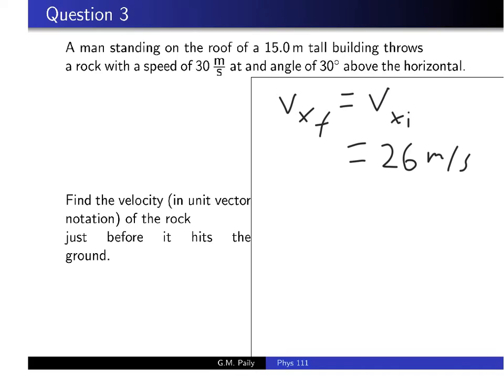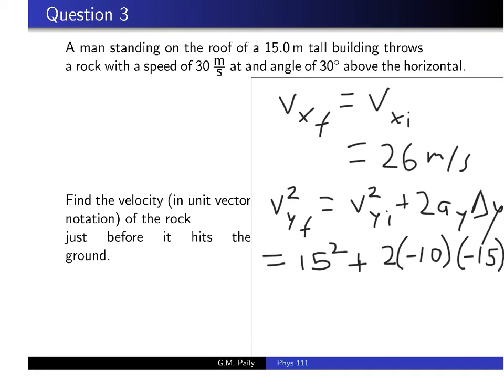To find Vy final, we simply use one of the constant acceleration equations, but specialized to the y direction. And so we have Vy final squared is equal to Vy initial squared plus 2 ay times delta y. Plugging in numbers, we know that Vy initial is 15, so we have 15 squared. We know that ay is negative 10. And finally, delta y, which is y final minus y initial, is 0 minus 15, and so we have negative 15 there. Putting that all together, we find that Vy final squared is 525 meters squared per second squared.